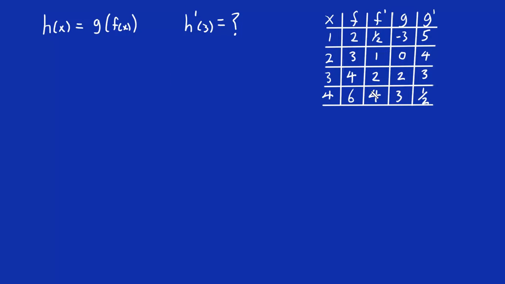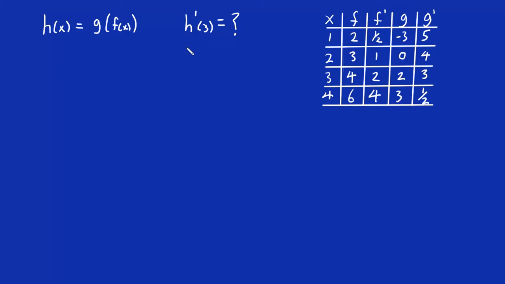So we're given this table on the right with all these x, f, f prime, g, and g prime values, and we also are given h as a function of x is equal to g as a function of f of x. So h is a composite function of g and f. So we are looking for h prime of 3.